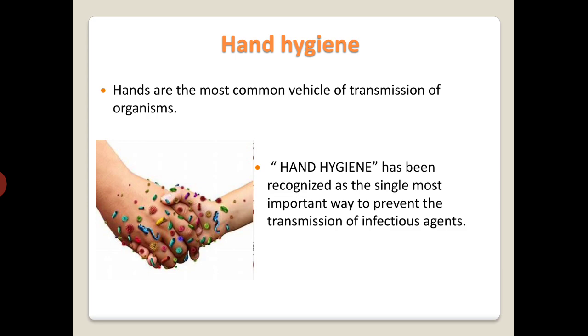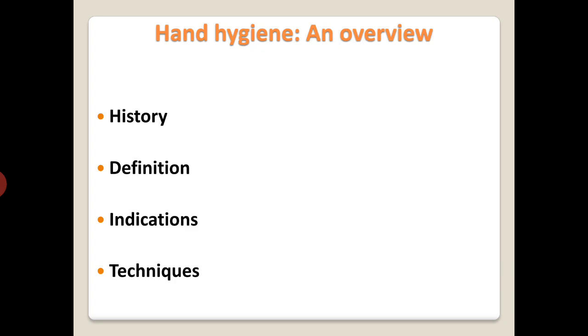So here in this picture you can see the transmission, or transferring, of the microbes or the germs from one hand to the other hand. So the hands are the most common vehicles for the transmission of organisms. That is the reason hand hygiene has been recognized as the single most important way to prevent the transmission of infectious agents. So here we'll see the history or background of hand hygiene, the definition of hand washing or hand hygiene, the indications for hand hygiene, and the different techniques used for hand hygiene.